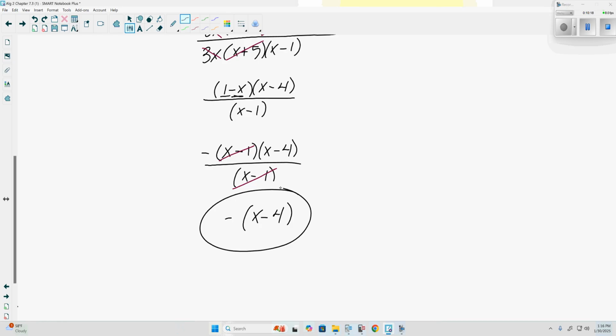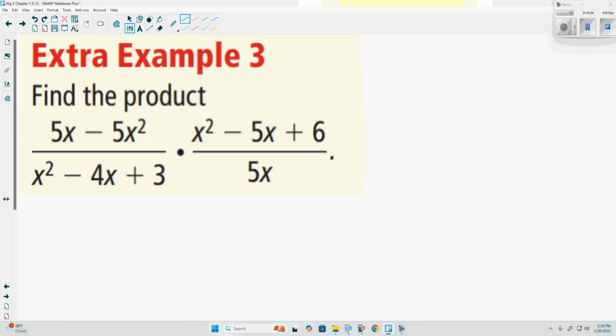Questions on what we did here? A lot of factoring, a lot of manipulating, and then simplifying, yes? Let's look at the next one.